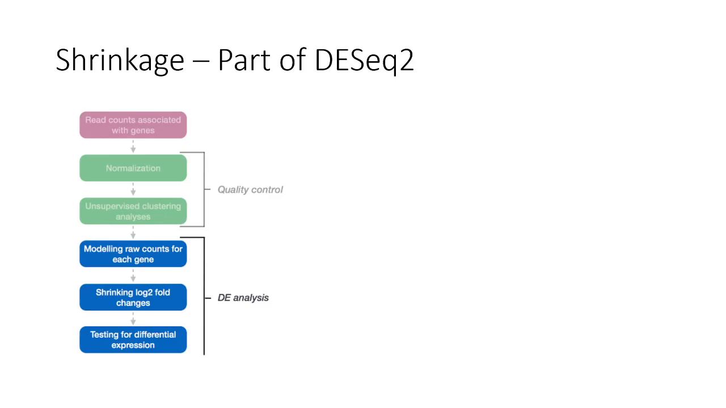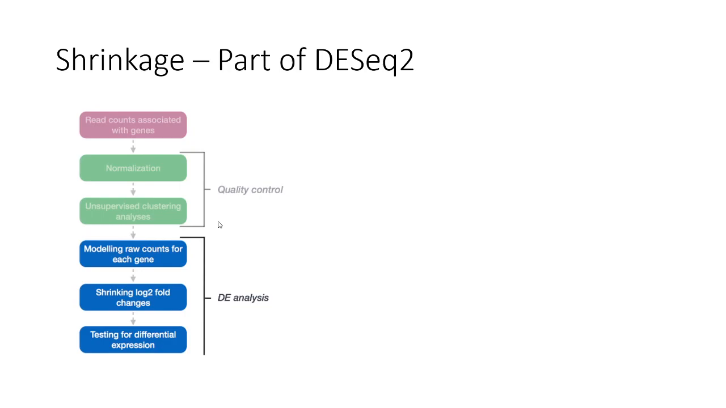Okay, so what's shrinkage? Shrinkage is something that DESeq2 does, and DESeq2 is better than DESeq1, just for your information. Anyway, when you do some DESeq, there's normally a normalization step, but shrinking comes after the normalization step of DESeq2.